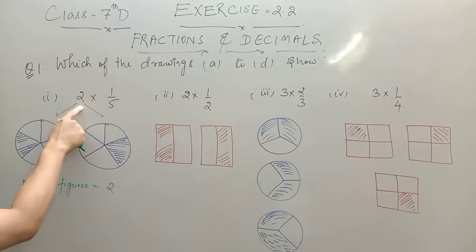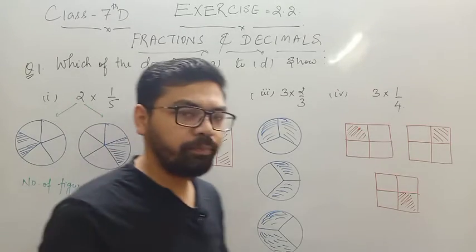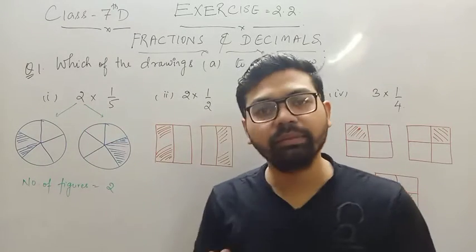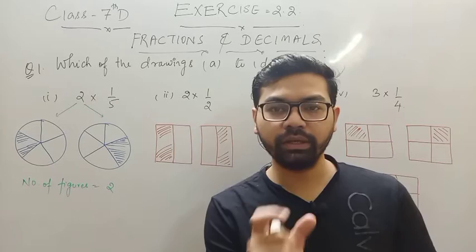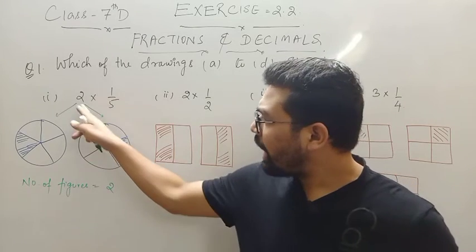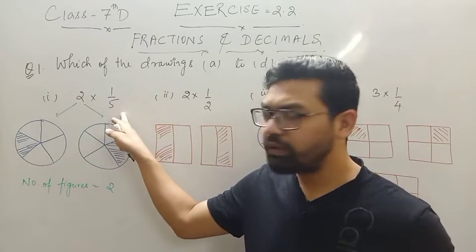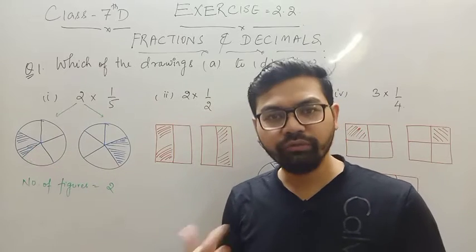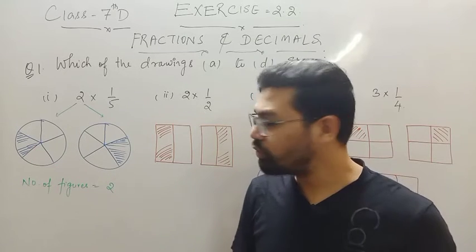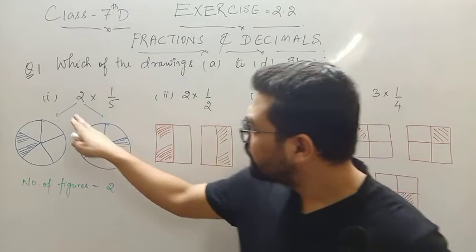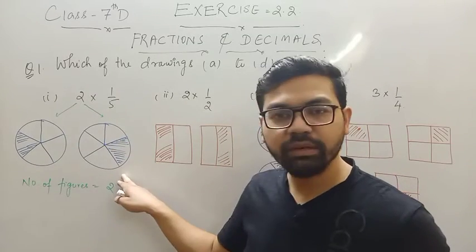देखिए बेटा, 2 into 1 by 5 क्या शो कर रहा है? 2 into 1 by 5 is a mathematical expression, a mathematical representation. And how can you represent 2 into 1 by 5? I mean using a figure, using a graph, using charts. So 2 means यहाँ पे 2 figures हैं बेटा.